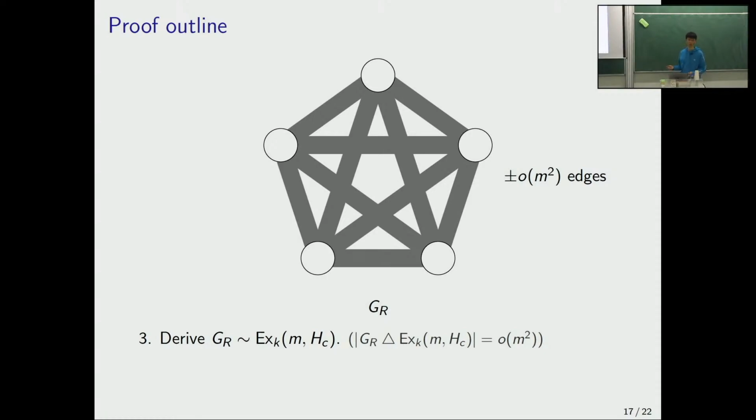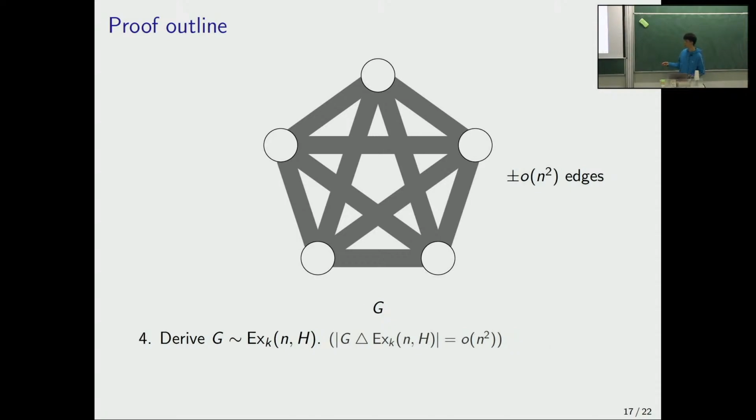And we derive somehow that GR is very similar to the extremal multigraph of HC. So what we show is GR can be derived from the extremal multigraph of HC by adding or deleting small-o of n square edges. So they are very similar.